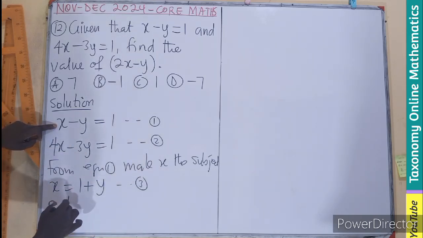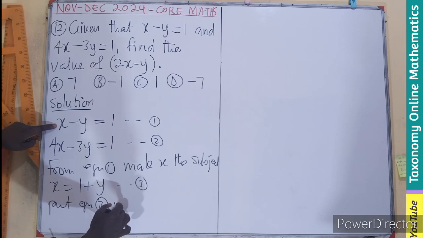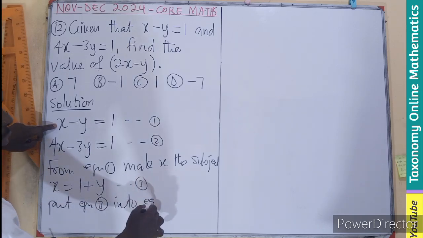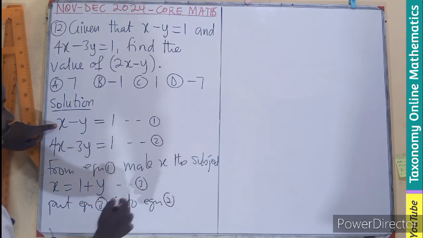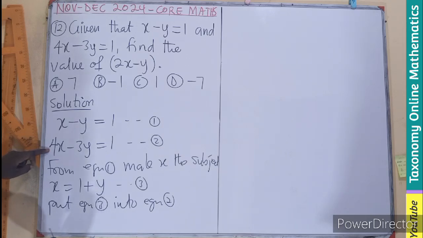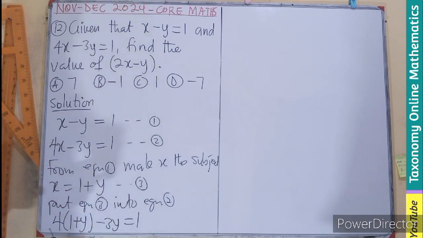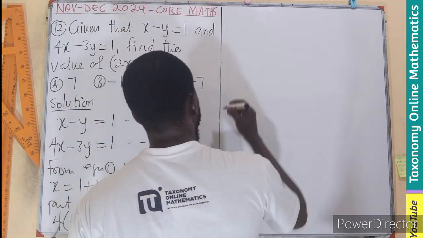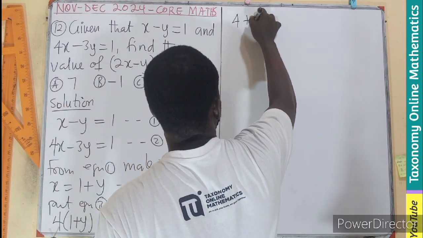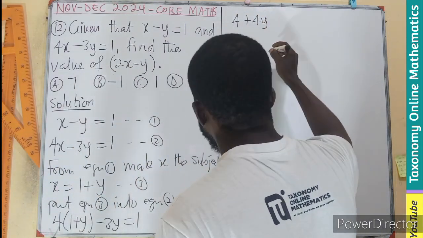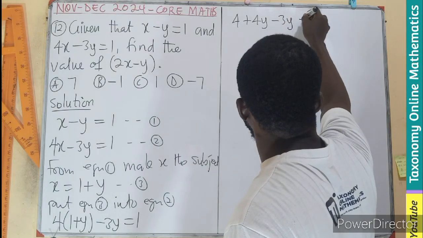So we put equation 3 into equation 2. Since we deal with equation 1, we are putting it here. Meaning everywhere I see x, I introduce 1 plus y. So that becomes 4 times x, which is 1 plus y, minus 3y equals to 1. By substitution, we expand the bracket. 4 times 1 will be 4. 4 times y will be 4y. Then minus 3y equals to 1.